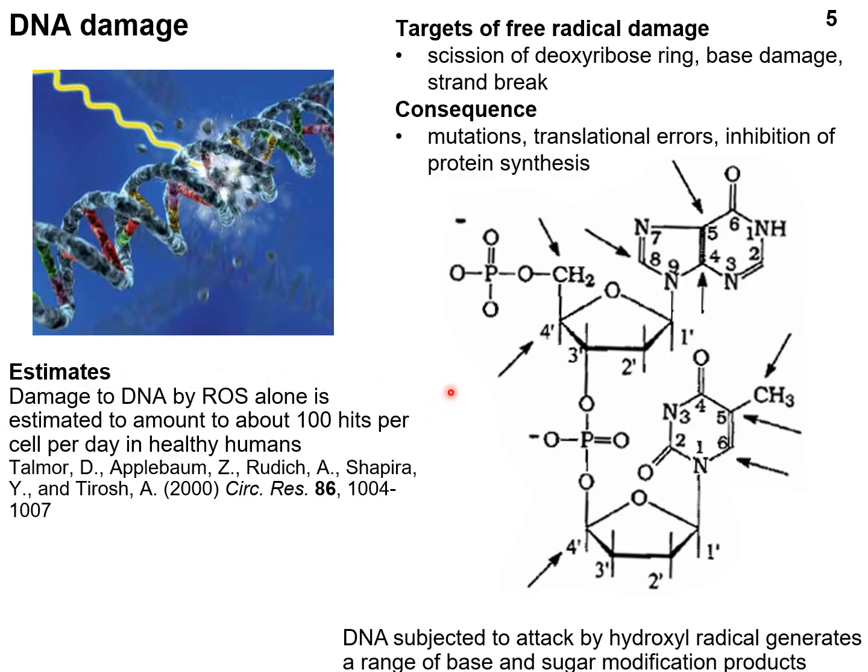What can happen to the DNA? You've got a variety of different attack sites. If you're looking at this diagram, we've got our ribose backbone with our bases, and each of these arrows represents evidence for where hydroxyl radicals attacked. The point is that hydroxyl radicals can basically attack anywhere. That can lead to the scission of the deoxyribose ring, it can lead to base damage, and it can also lead to strand breaks as well.